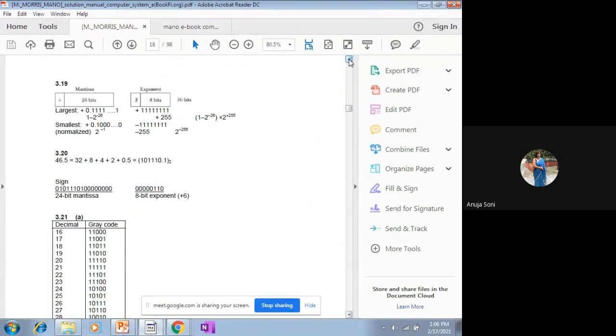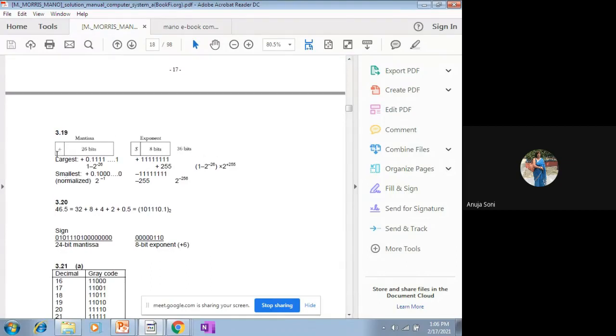It is saying that 1 bit is going to signify the sign bit. The remaining 26 bits are occupied by the mantissa. Similarly, for the exponent, 1 bit is the sign bit, and in the 8 bits the exponent value is stored. So what is the largest value? These positions we can fill with either 0 or 1.